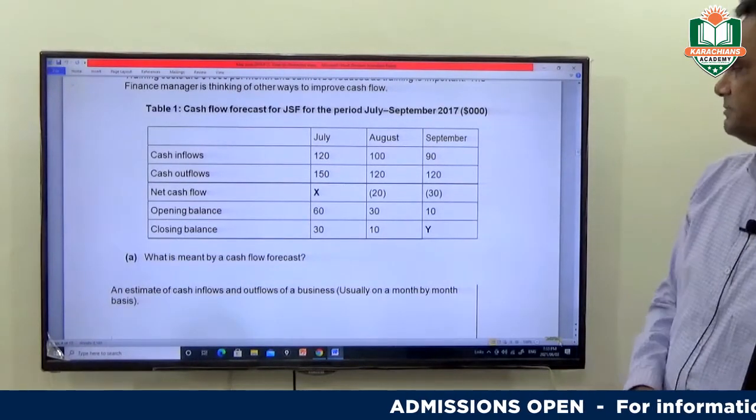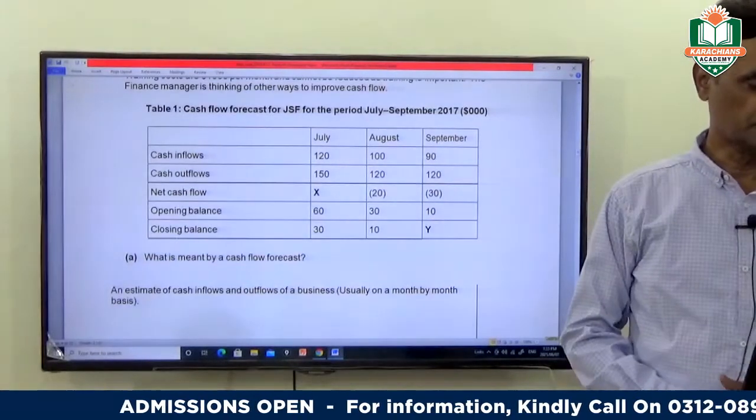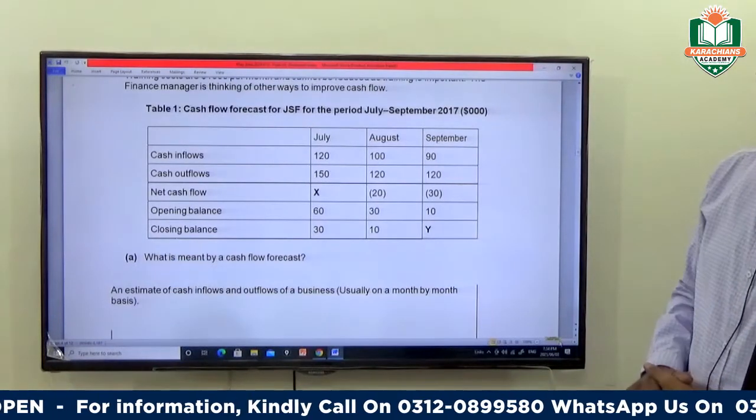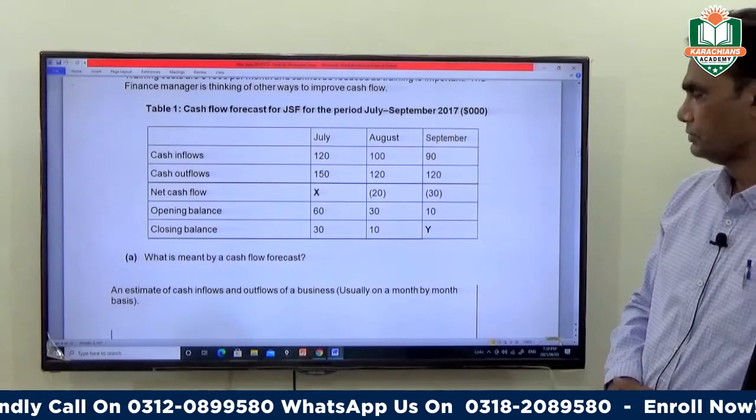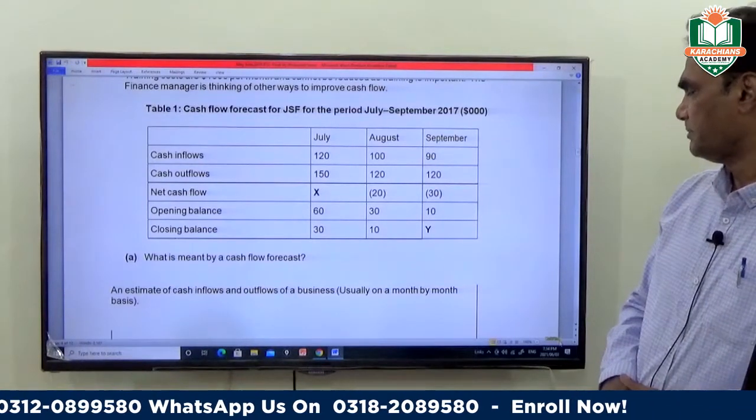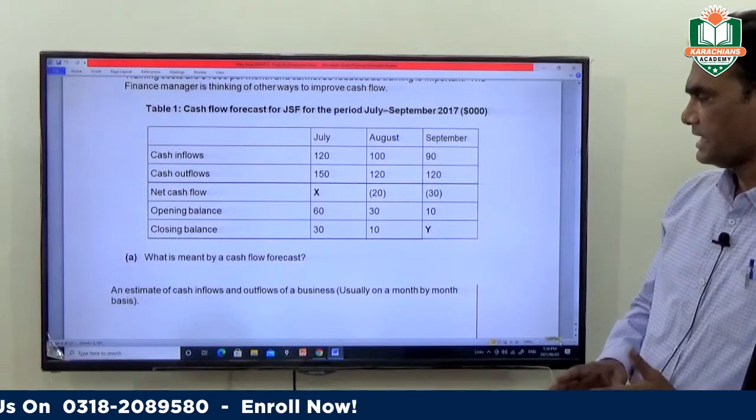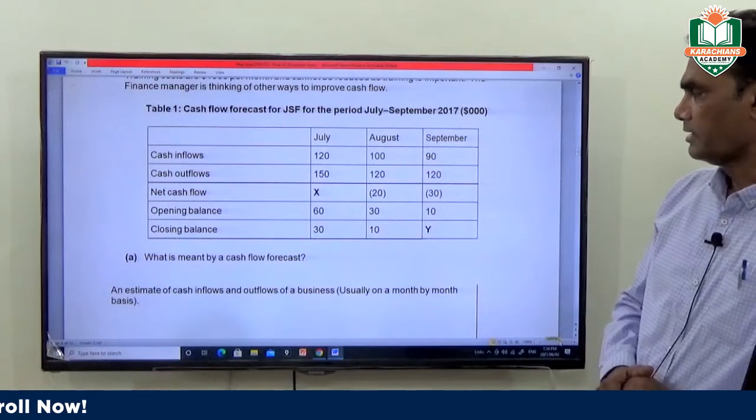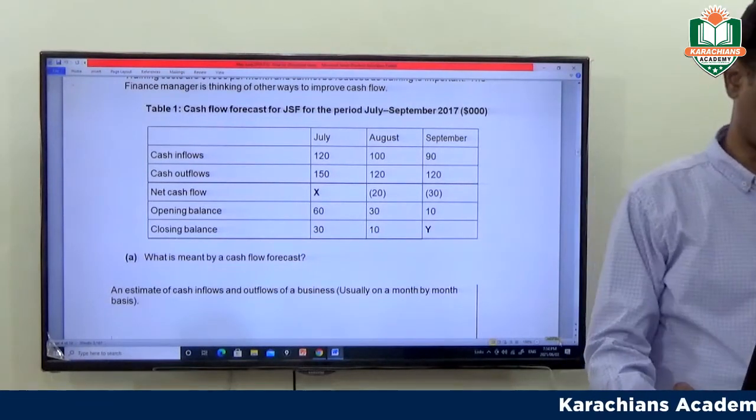Question 1A, what is meant by a cash flow forecast? This question comes from chapter 22. What is a cash flow forecast? A cash flow forecast is an estimate of cash inflows and outflows of a business, usually on a month by month basis. It means the cash inflow and cash outflow of a business are maintained in a cash flow forecast. This question carries 2 marks.